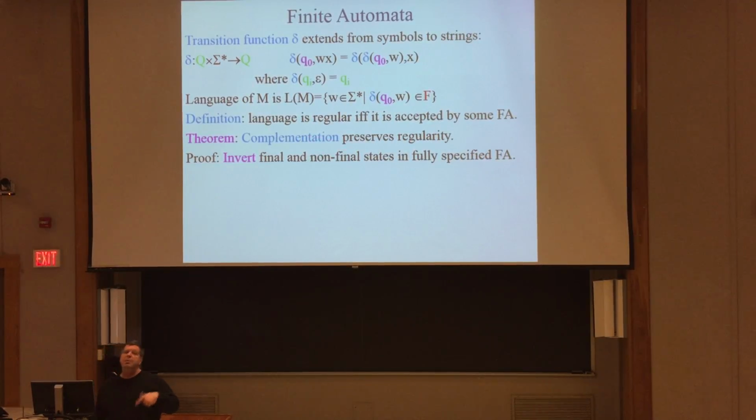Okay? But if the complement is regular, the complement of the complement must be regular too. I'm going to get that as a corollary. But the complement of the complement is the language itself. So a generalization of this theorem is that a language is regular if and only if its complement language is also regular. How would you prove something like that?